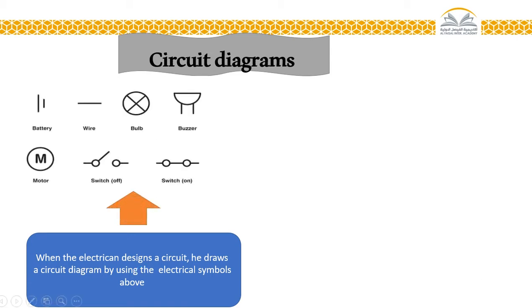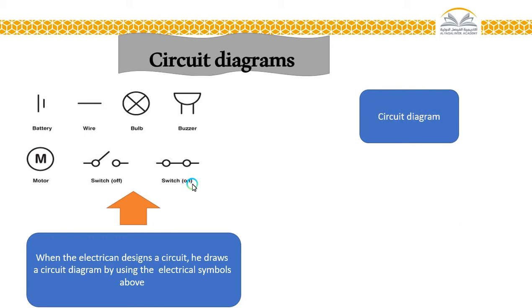The symbol of the battery is a vertical line, not too long, and a small one parallel to it. This is a battery. The wire is a horizontal line. The bulb is a circle with an X. This is the buzzer that produces sound energy. This is the motor, which is M. This is a switch, which can be off or on. So this one is a switch that is on. So those are the different kinds of electric circuit symbols.